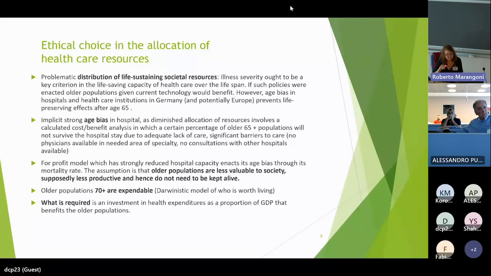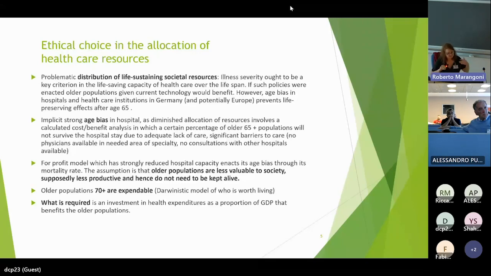And so there is an implicit strong age bias in hospitals, and we were already talking about the cost-benefit analysis, the adequate lack of care, significant barriers to care. I can just say in Harvey's case, this was a heart hospital that had no physicians in internal medicine, no infectious disease people once he contracted the infections, nobody in pulmonology, no psychiatrists, and it had instituted barriers to care by basically making any consultations with other hospital subjects subject to board approval, and that never will happen, right? Because by the time the board meets, the patient is dead.